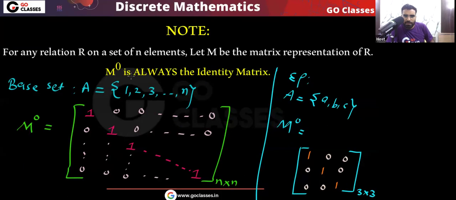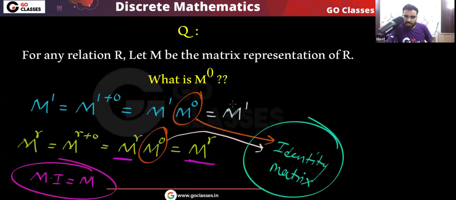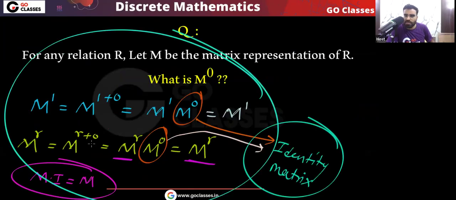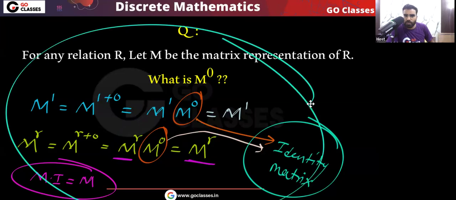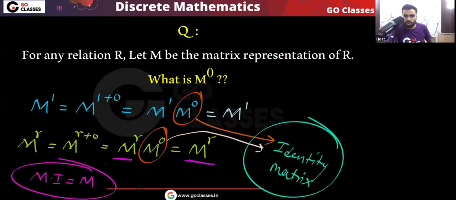Actually, M power 0 is always the identity matrix. One way to understand it is using this logic: M power r is the same as M power r plus 0, or I can say M power r multiplied by M power 0. So what should I multiply with the matrix so that I get the same matrix? The answer is identity matrix. One logic is this, to understand that M power 0 is always the identity matrix.